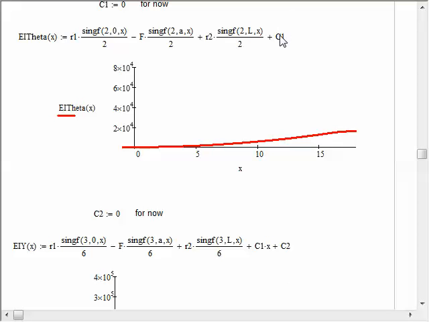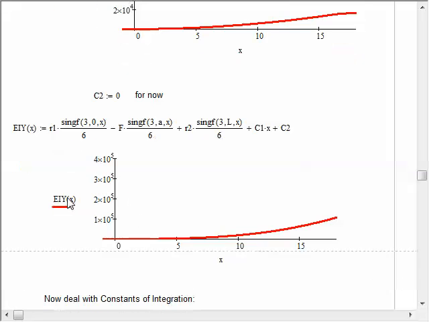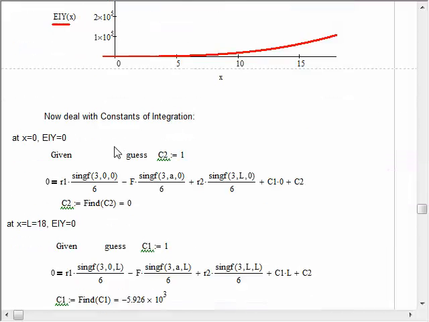I did go from C1 to C1x, and then I brought in a new constant of integration C2. And for now, I'm going to set C2 equal to 0. That may be right, may be wrong, we'll see. But I can plot EIY now, and what I have is 0 deflection at the left-hand end and substantial deflection at the right-hand end. And I know that's not true because I should get 0 deflection at both, but I haven't dealt with my boundary conditions yet, or my constants of integration.